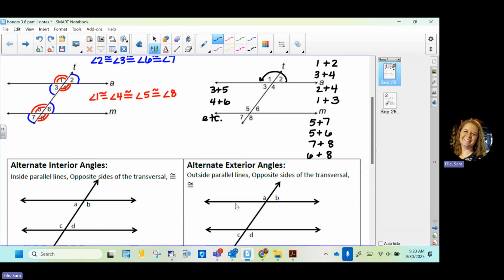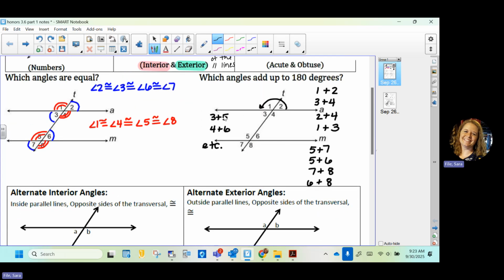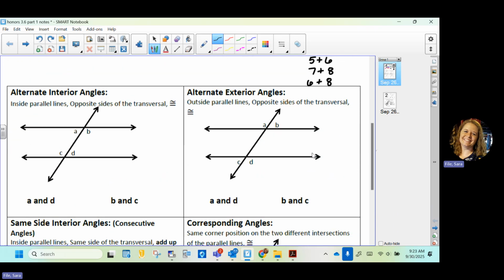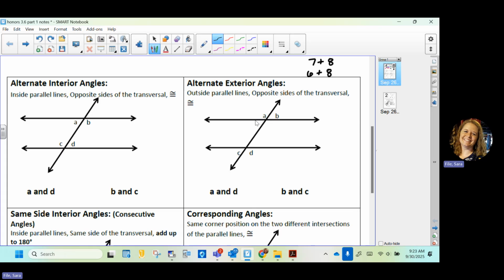All right. So now let's talk about what these different combinations of these angles are called. So this is our new vocabulary now. We said what interior and exterior meant. We said that interior and exterior refer to the parallel lines.